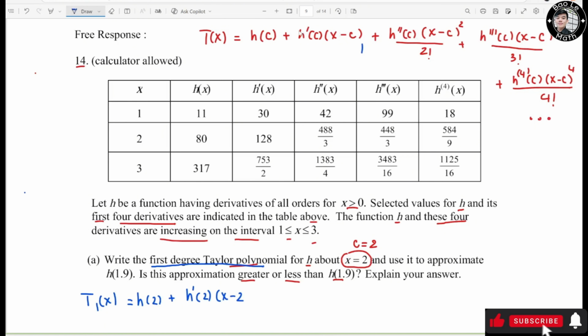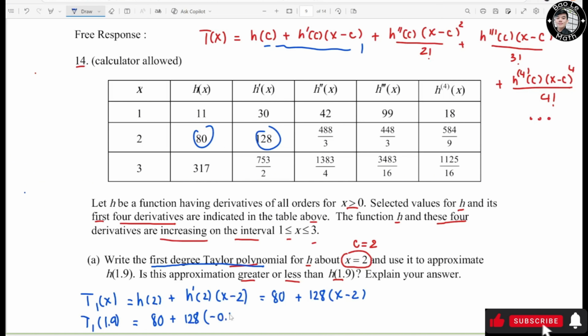We stop right here, right? So this is the first degree. Now we substitute values. h of 2 is 80 right here, plus h prime of 2 is 128 right here, times s minus 2, right? Now we need to calculate T1 of 1.9, right? So it's going to be 80 plus 128 times 1.9 minus 2, which is negative 0.1, right? Now if you use a calculator, this actually gives 67.2. We need to compare this with h of 1.9.